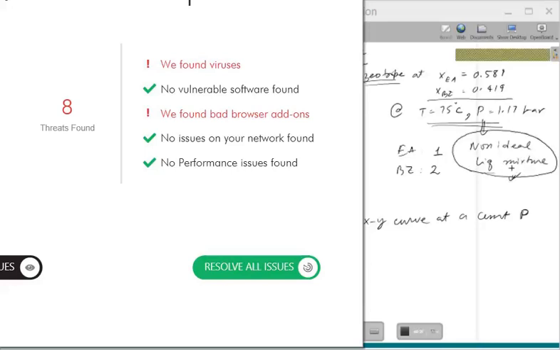Okay, that can only happen when there is non-ideality. And I hope you all are familiar with this idea of non-ideality. I will not go into that. So if there is a non-ideality, the activity coefficient is not equal to 1.